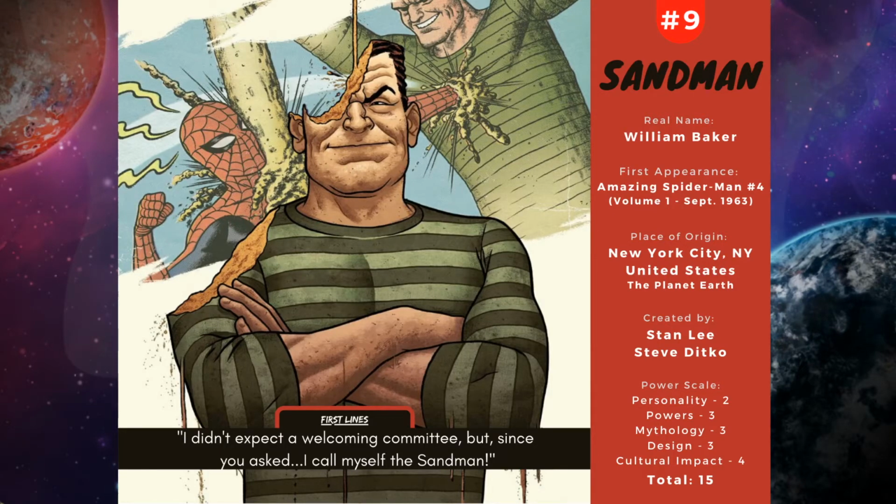But William Baker is Sandman's real name. Oftentimes he also goes by Flint Marko, and he first appeared in Amazing Spider-Man number 4, way back in September of 1963. He hails from New York City, New York, and was also created by Stan Lee and Steve Ditko. Power scale, personality is a 2.